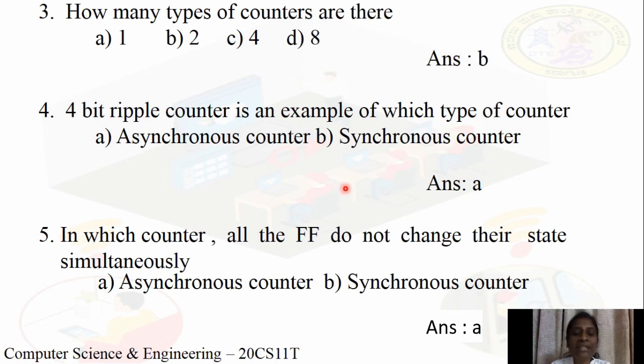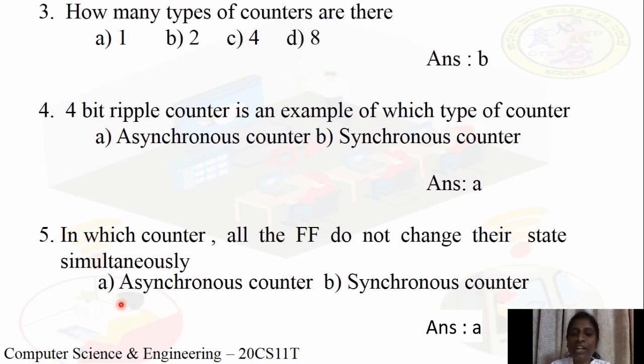The next question is: in which counter do all the flip-flops not change their state simultaneously? In the asynchronous counter, all the flip-flops do not change their state simultaneously. So the answer is A.